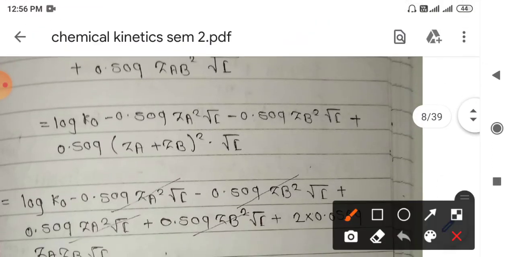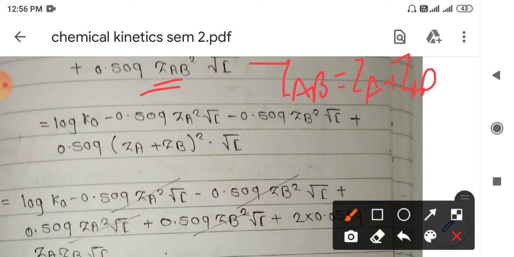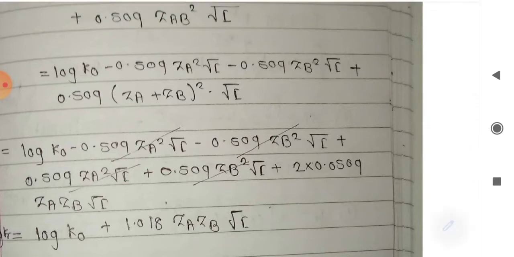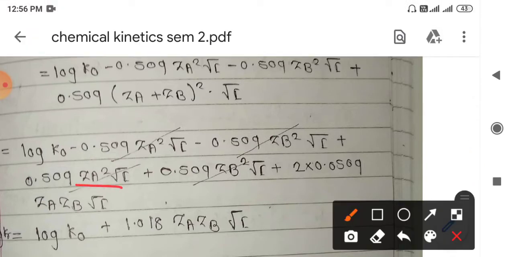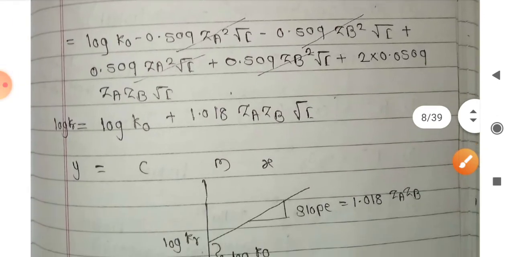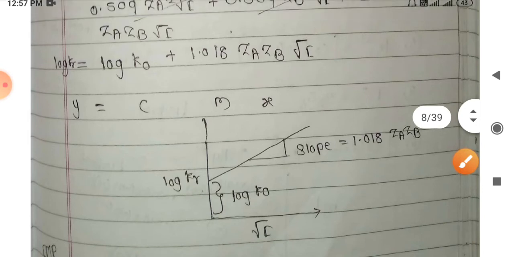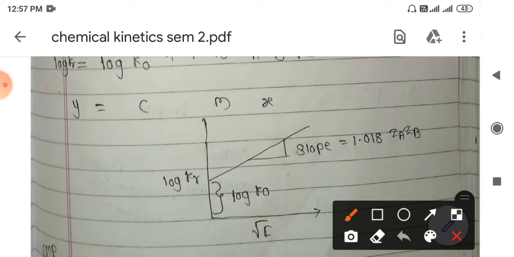But we know that ZAB is nothing but the addition of ZA plus ZB. So we substitute that value here and expand the square bracket. The expansion is ZA square plus ZB square plus 2 times ZA ZB. If we expand and simplify the final equation, we get log Kr equal to log K0 plus 1.018 into ZA ZB into under root of I. This is the effect of ionic strength on the experimental rate constant.